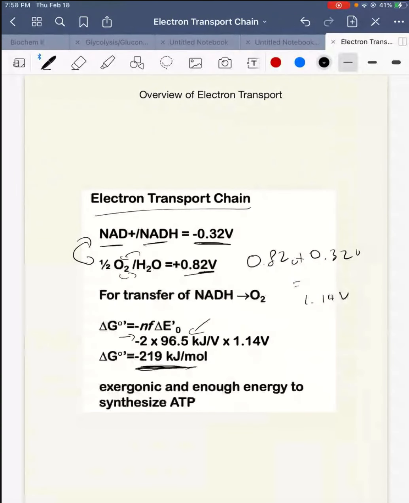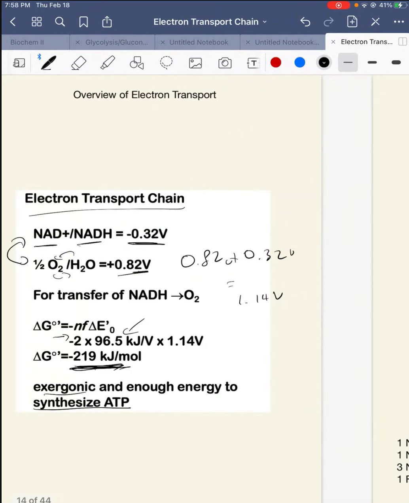So you can see this is very negative. This is the theoretical value. We'll go over the actual value at the end. The theoretical value is very negative, which gives us plenty of energy to synthesize ATP. See, it's exergonic, and then it synthesizes a lot of ATP.